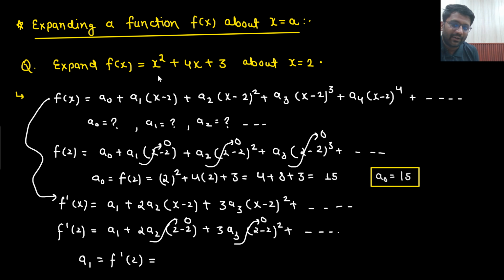What I need to do is differentiate this function. What will be the differentiation of x square plus 4x plus 3? That will be nothing but 2x plus 4. And now in this expression, you put x equals 2. So if I put x equals 2, what am I getting? 2 into 2, that will be 4, 4 plus 4, 8.